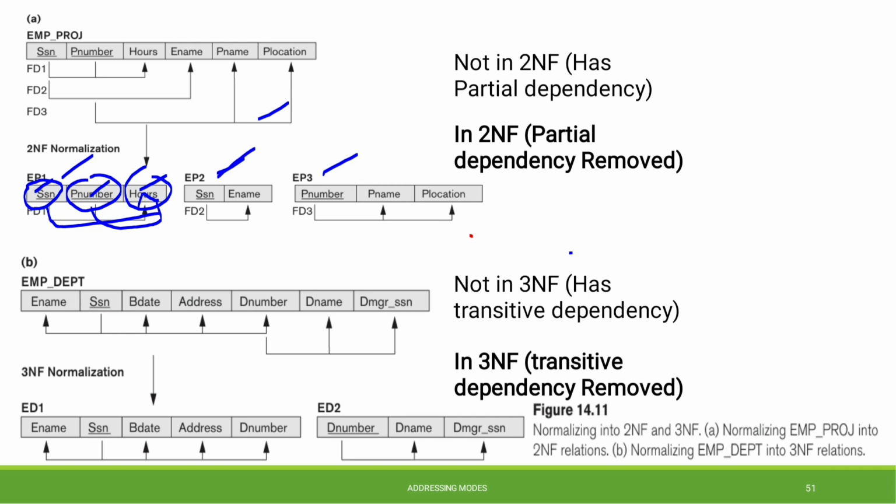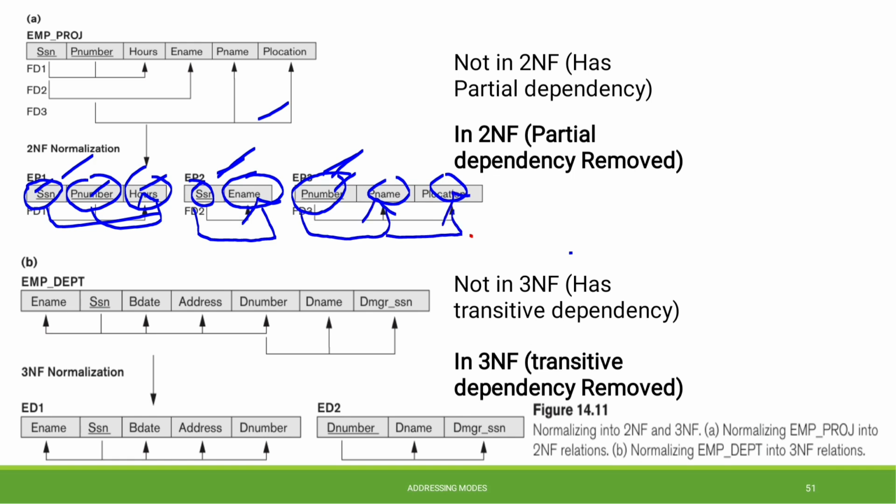In EP2, SSN is the prime attribute. It's the primary key. The non-prime attribute ename is dependent on that single primary key attribute. In the third one, that is EP3, P number is the primary key, the prime attribute. The other two non-prime attributes are dependent on this single primary key attribute. Now in these three relations there is no partial dependency, hence they are in 2NF.